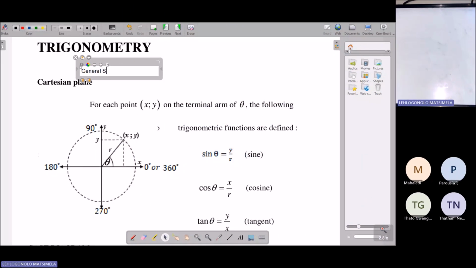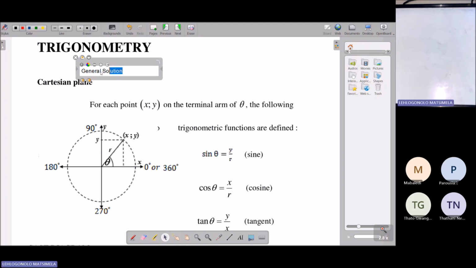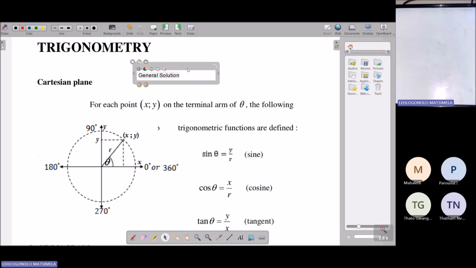General solution. It's not something that you can expect to fail. You can't expect to fail this part. You have to pass it no matter what, whether you like it or not. It's a must for you to pass the general solution.